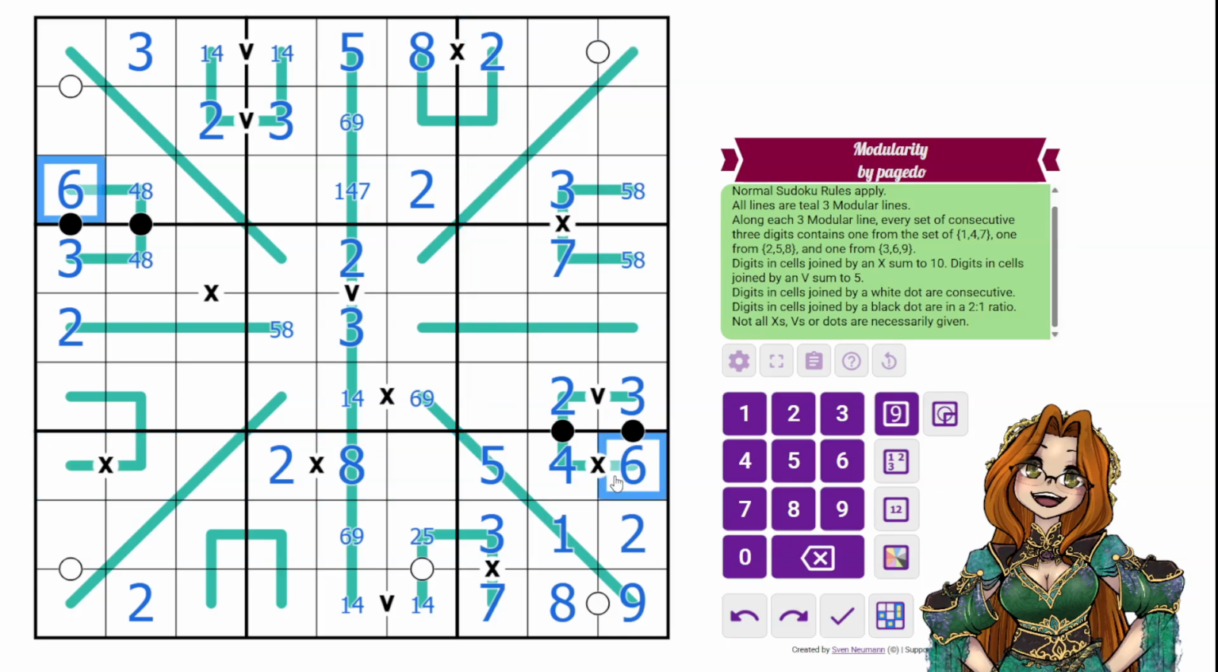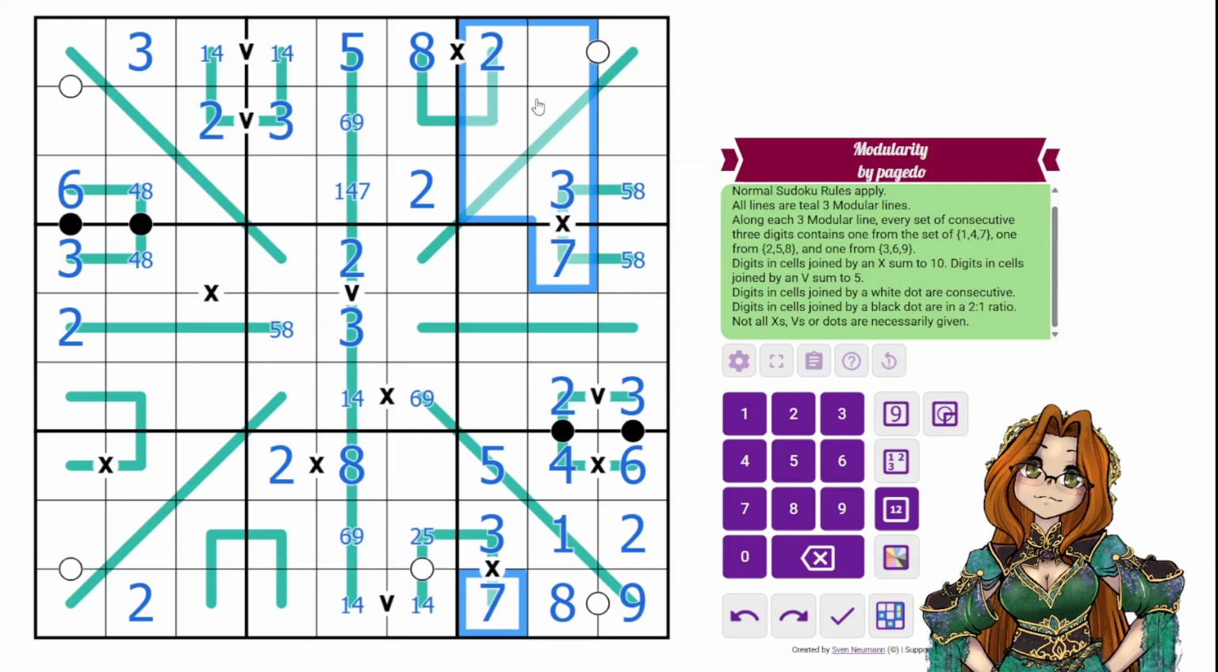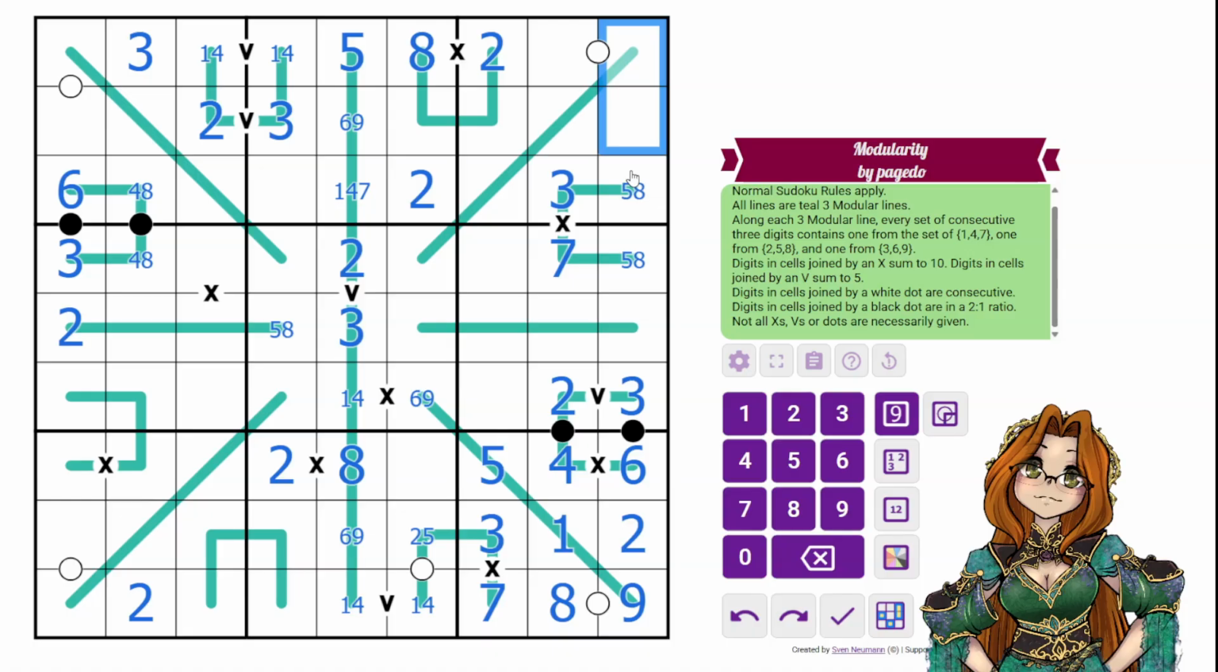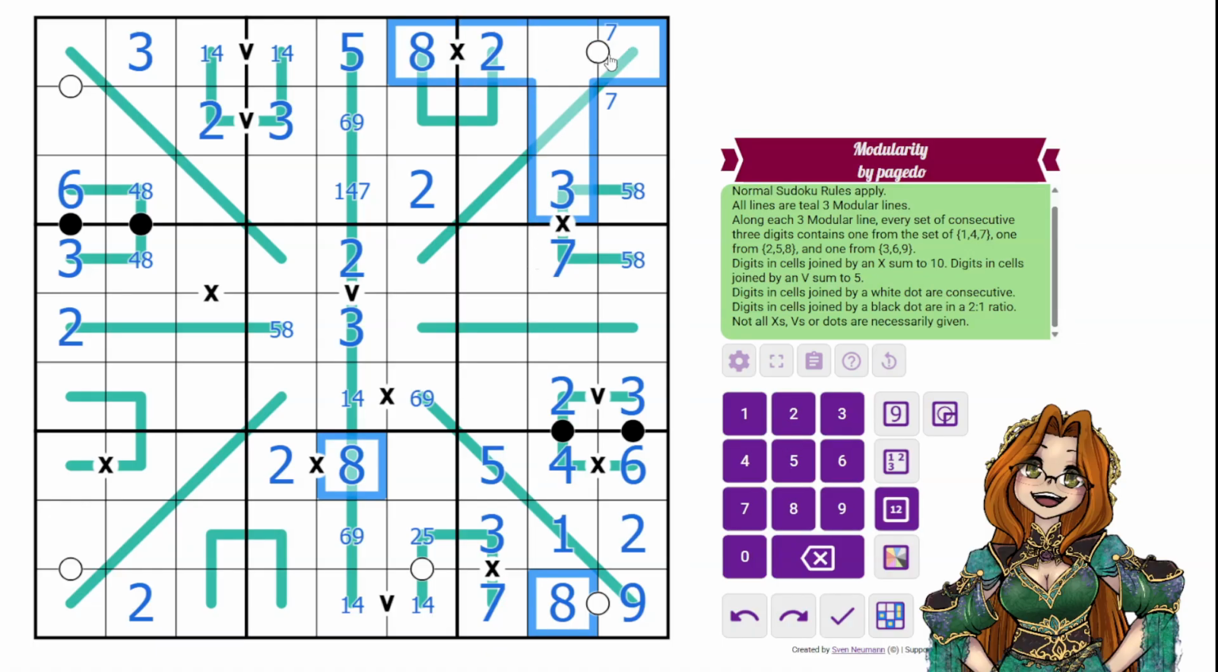Six, only 2 6s. 2 7s. 7's over here. If a 7 was here, this could be not 8, but it could be 6. That is allowed. I don't think we have enough of 8s or 9s to do anything either, but it's always good to check every once in a while.